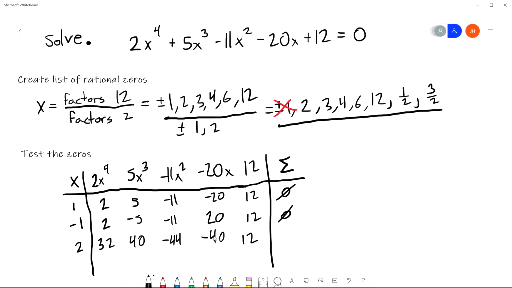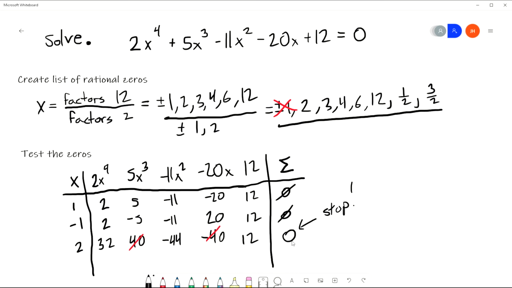Let's see. Oh, look at that. You can always do stuff like this. 40 and minus 40 cancel out. Negative 44 and 32 plus 12. 32 plus 12 is 44. Therefore, this is 0. Ding, ding, ding. I stop. Nice.